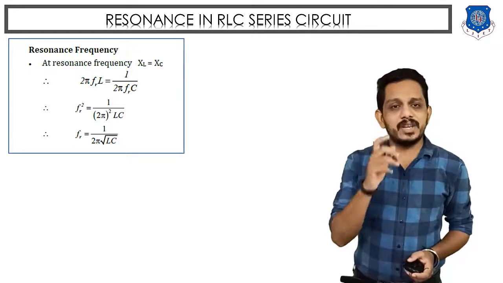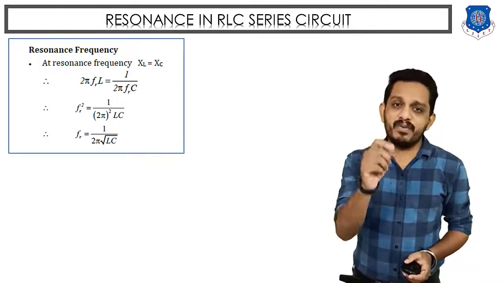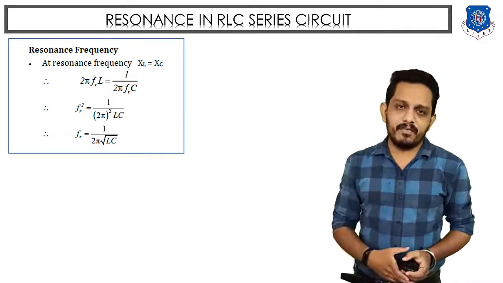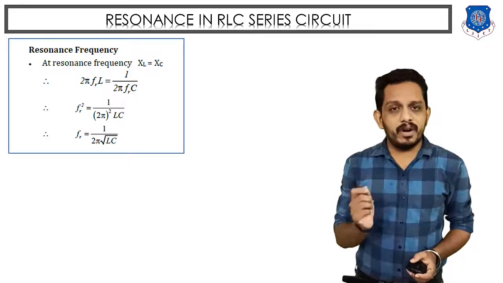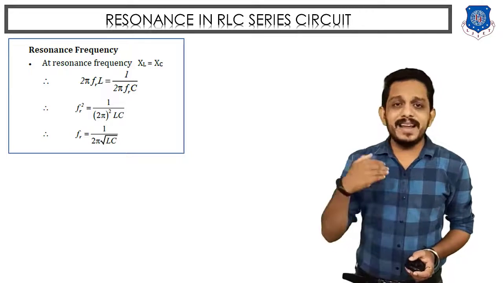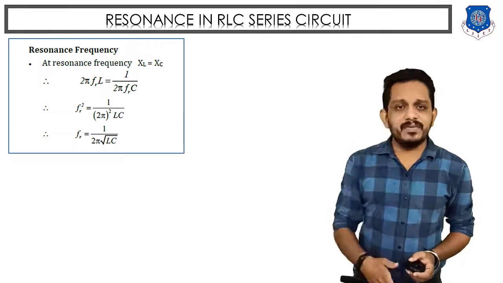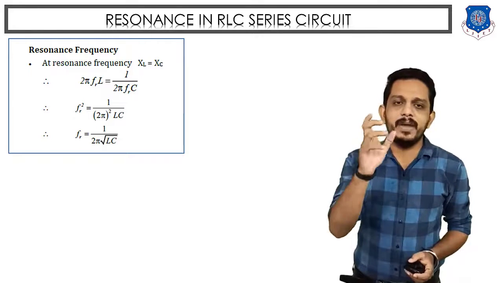So when XL is equal to XC, there is some frequency, because XL is equal to 2 pi FL and XC is equal to 1 upon 2 pi FC. So basically XL and XC both are functions of frequency, meaning as frequency changes, XL and XC will change.